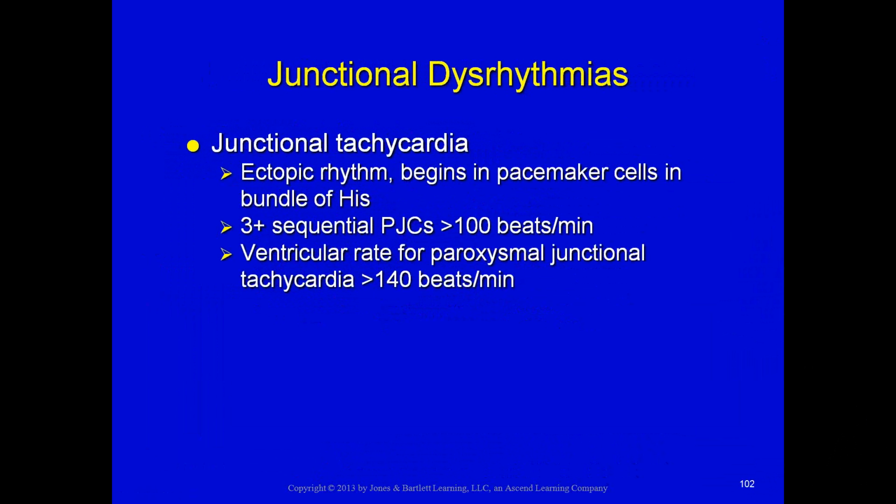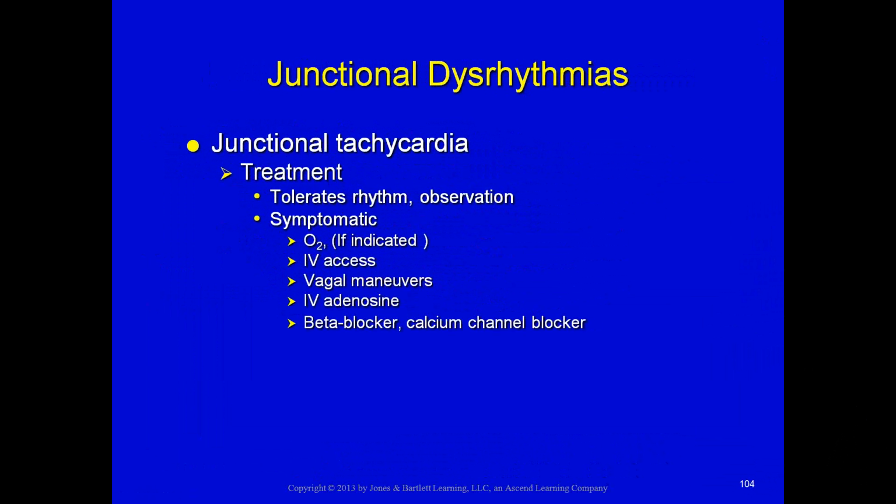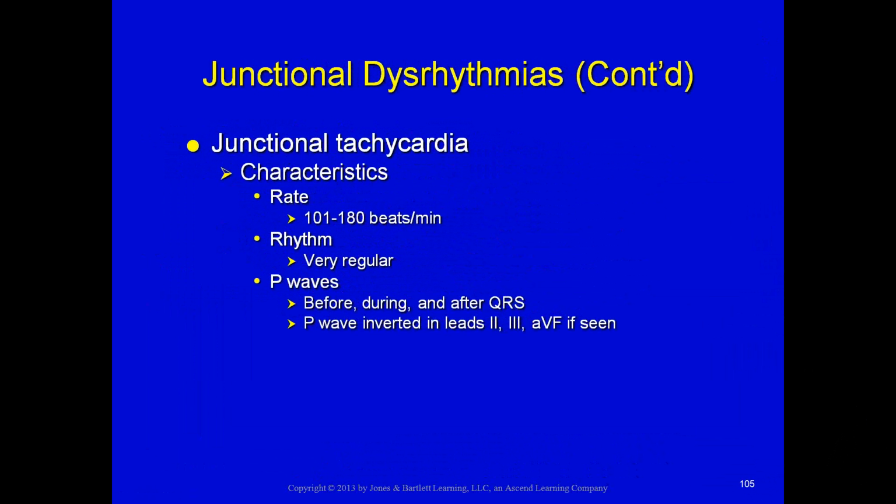Now with junctional tachycardia, this is an ectopic rhythm that begins in the pacemaker cells in the bundle of His. It may be the result of 3 or more sequential PJCs in a row that set off this ventricular rate greater than 100. Causes of junctional tachycardia include acute coronary syndromes, heart failure, drug toxicities like theophylline and DIG. As with all tachycardias, we begin to treat those the same way. If it's greater than 160 and it's causing symptoms, then oxygen, IV, vagal maneuvers, adenosine, beta blockers, calcium channel blockers, synchronized cardioversion.